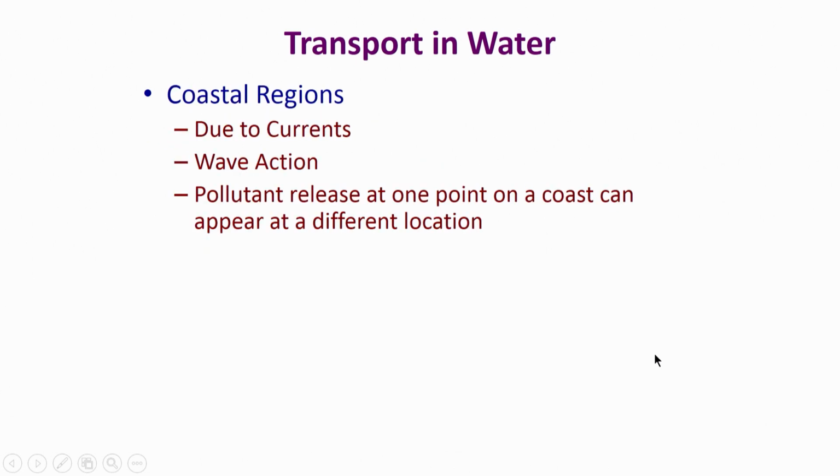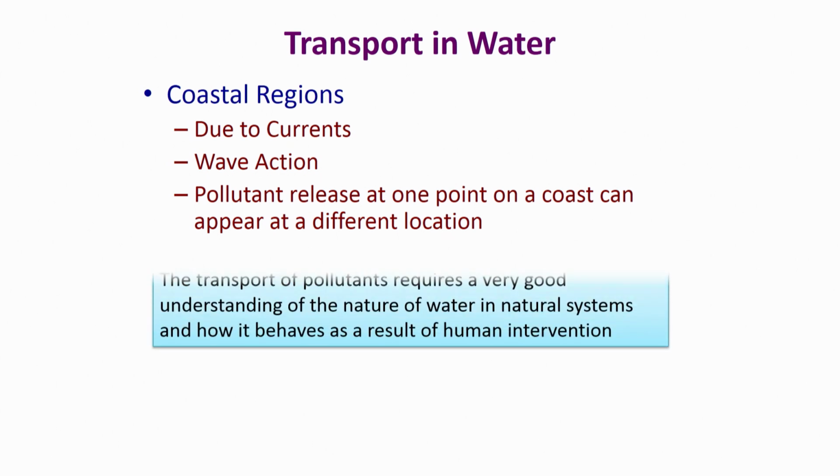In coastal regions, a pollutant released at one point can move to another location due to currents and wave action. So the summary of this is that transport of pollutants requires a good understanding of the nature of water, how it moves in natural systems, and whether it has diurnal variations or seasonal variations. All that is important to assess if a particular pollutant released from one place will have any effect on the population living in a different location.